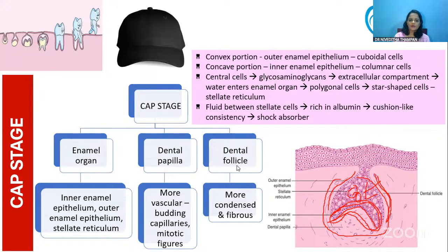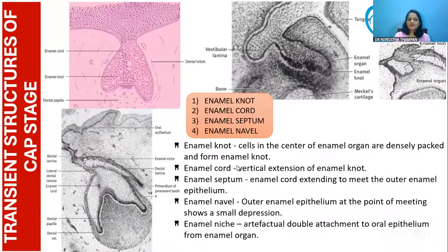Now there are the transient structures of the cap stage. This is extremely important because a question has been asked from these transient structures even in the recent NEET MDS 2025 examination. Transient structures means temporary structures. They'll be seen for a while in the cap stage, and when it progresses to the bell stage, they will disappear. Such structures seen in the cap stage are called transient structures.